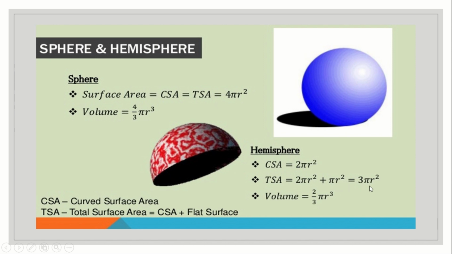2 pi r square plus pi r square is equal to 3 pi r square. So next is volume, 2 by 3 pi r cube, whereas the volume of a sphere is 4 by 3 pi r cube. I hope you understood all the formulae. These formulas are very important. If you don't learn them by heart, then you can't do any problem easily. So please learn by heart each and every formula of all the geometrical shapes.